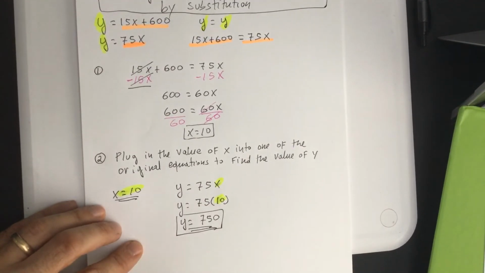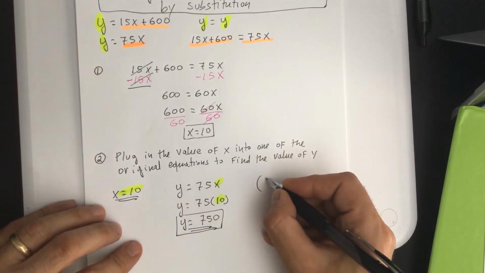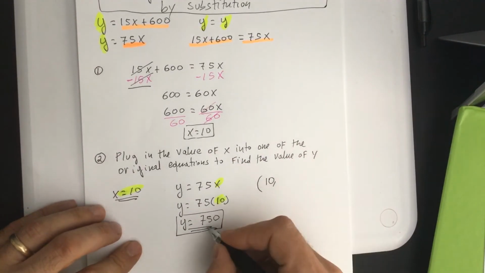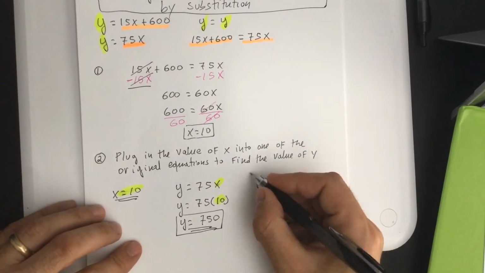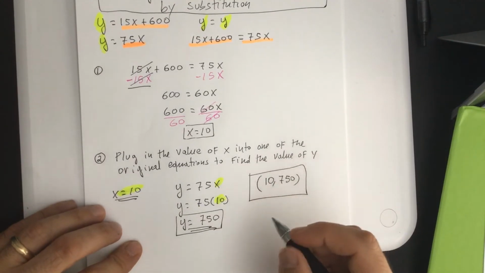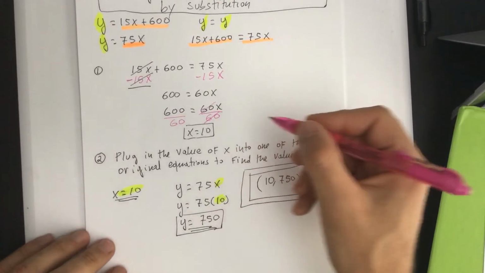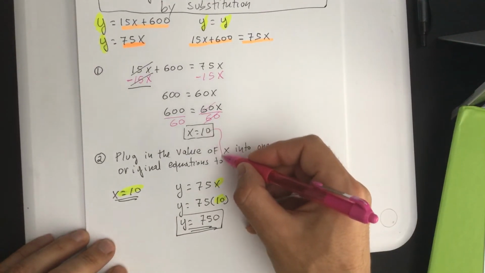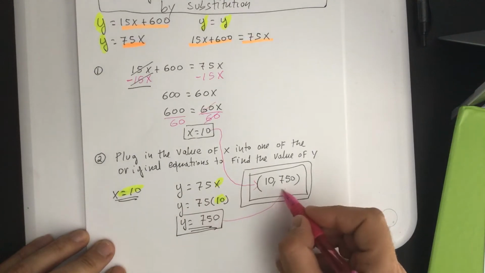So basically what we got is the ordered pair: x is 10, and my y value is 750. And this is the solution of the system of equations. So this one goes in here, and this one goes in here, right?